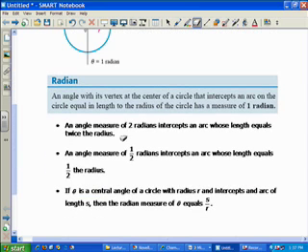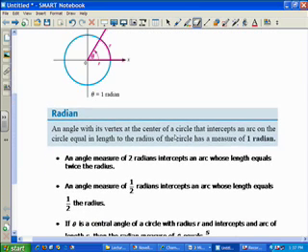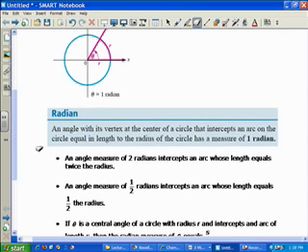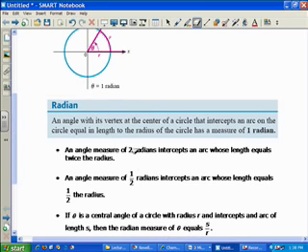So knowing that, the following 3 bullets would make sense. So therefore, an angle measure of 2 radians would intercept an arc double the length of whatever the radius is, because you're traveling 2 of those. Likewise, an angle measure of 1/2 radians would intercept an arc whose arc length is 1/2 of the radius, etc., etc., etc.